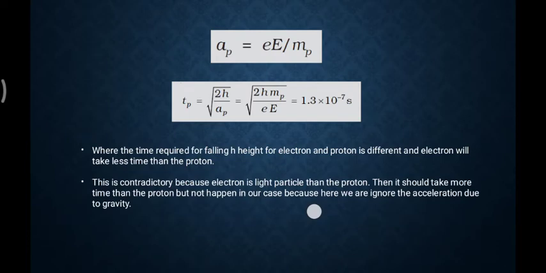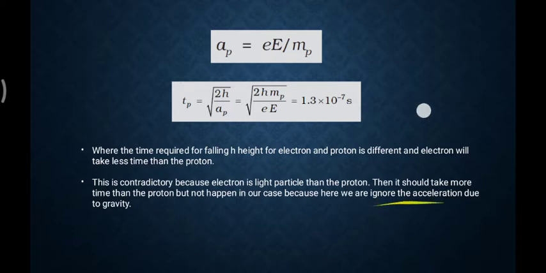Okay, let us do the same calculation for the proton. Only the mass difference matters between the electron and the proton. So the acceleration of the proton is a_p = eE/m_p. You put t and a_p in, follow the same process, and you will get an answer of 1.3 × 10^-7 second.